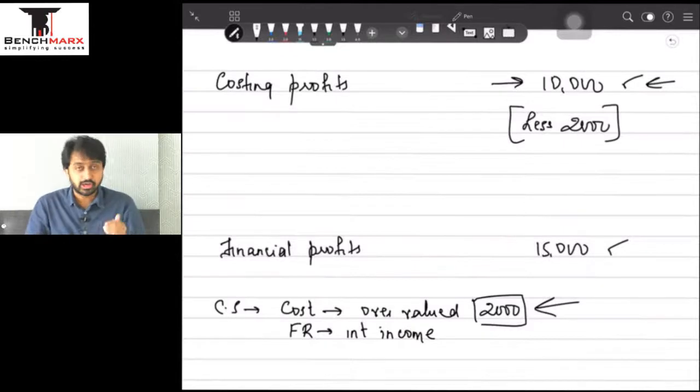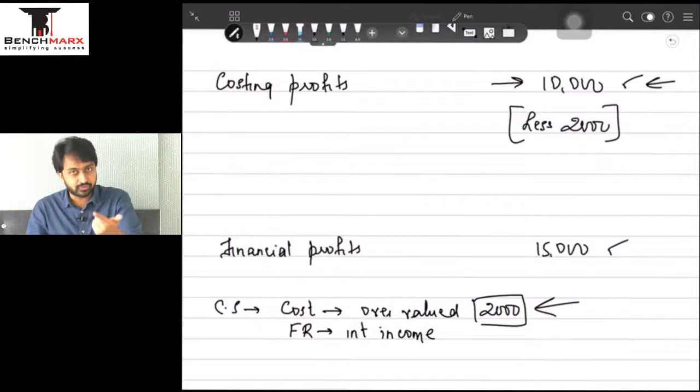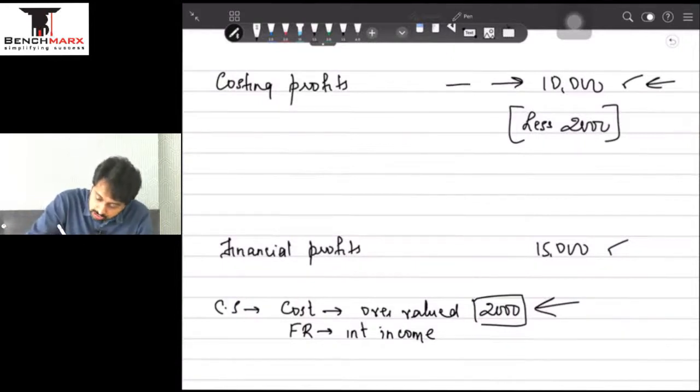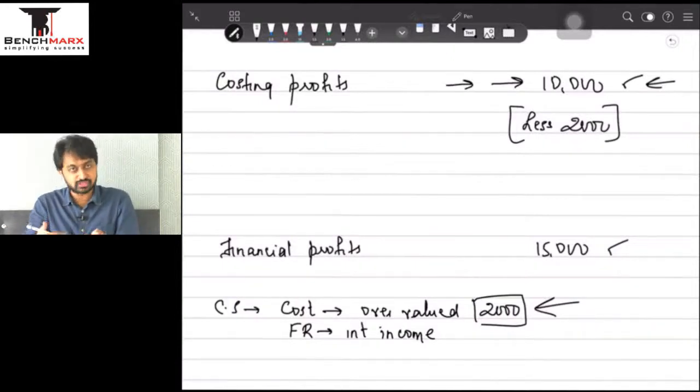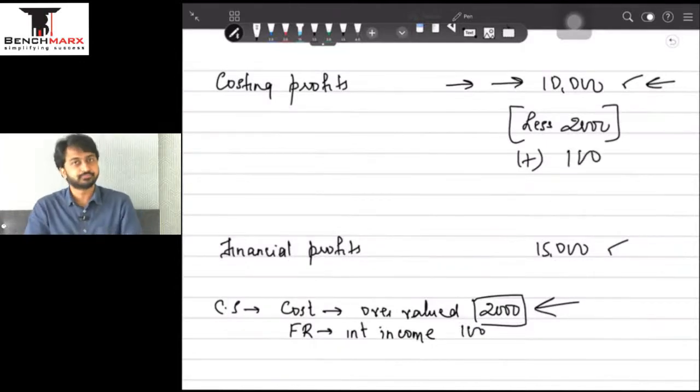Now in the financial records, if there is an interest income, that means the financial profits are high. If the financial profits are high, that means the costing profits are low. If the costing profits are low and we are starting from the costing profits, which are already low because this income is not there, that means we are traveling from lower profits to higher profits, and I will add. Suppose the interest is 100 rupees, I will do plus 100. Right. Let's do one more last example.